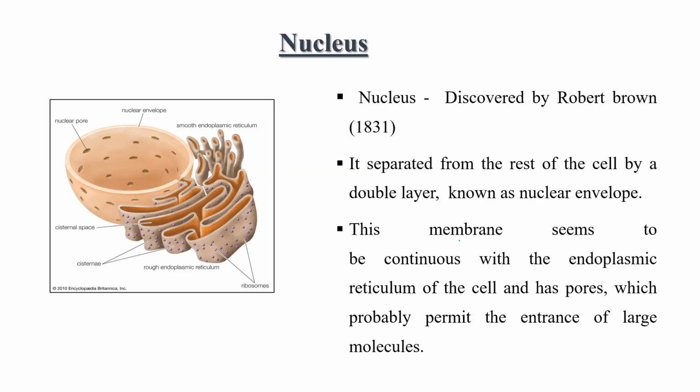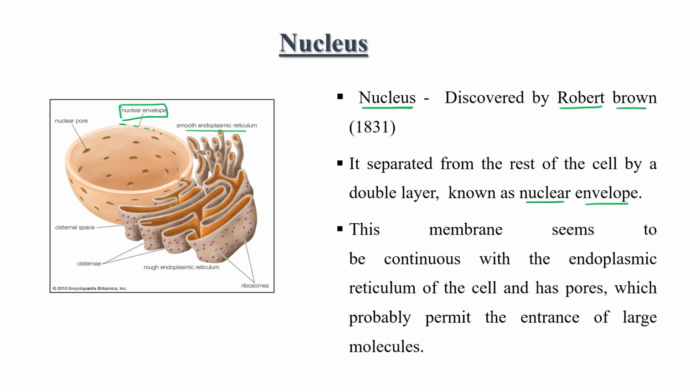So the first one is the nucleus. Let's start the organelles discussion with the nucleus. This was discovered by Robert Brown in 1831, and this is the nucleus. It separates itself from the rest of the cell by a double layer known as the nuclear envelope. This one is the nuclear envelope, as you can see. And this membrane seems to be continuous with the endoplasmic reticulum. What is this? This is the endoplasmic reticulum.